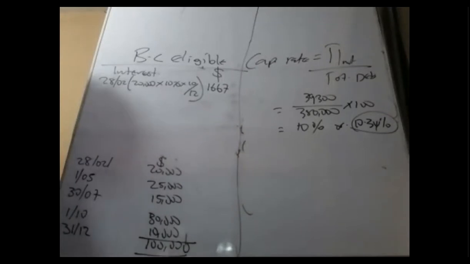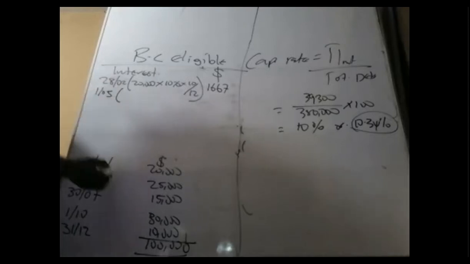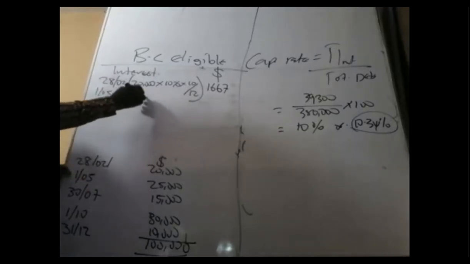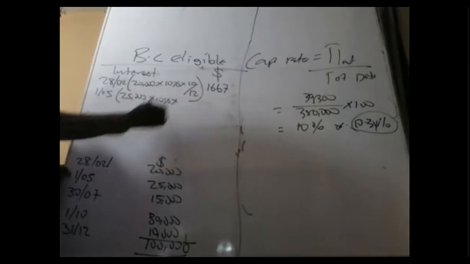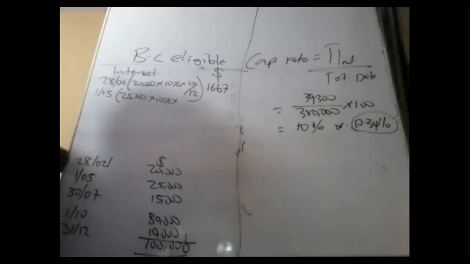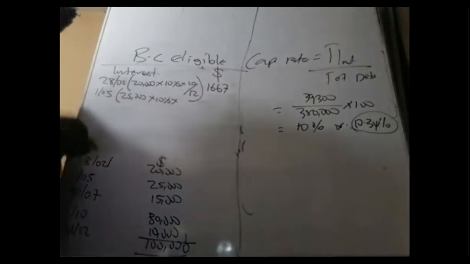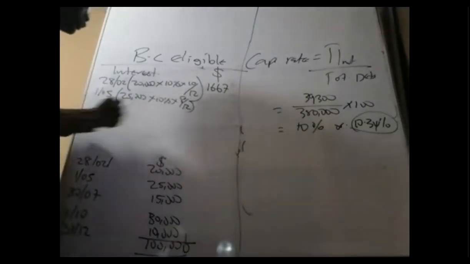Then we look at the next one, which is 1st May. So on 1st May, they took 25,000, also times 10%. How many months from 1st May to the end of the year? Let's count together. From May to December, it's 8 months. May is the 5th month, so 4 months is gone. The whole year has 12 months, 4 is gone, so what is left? 8. So 8 out of 12.